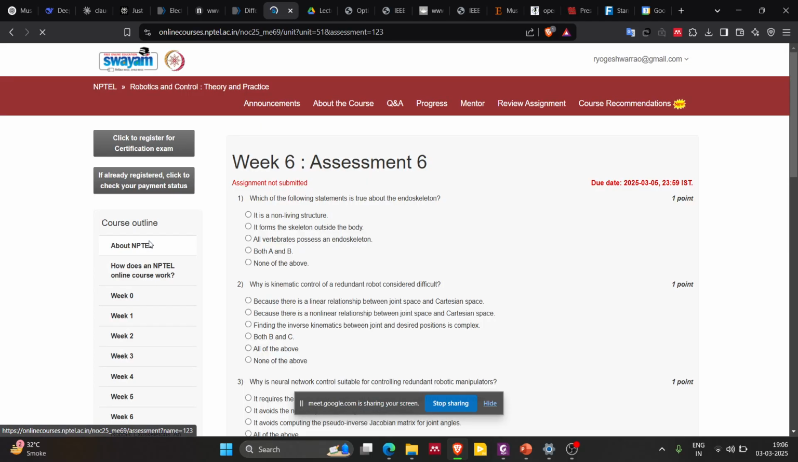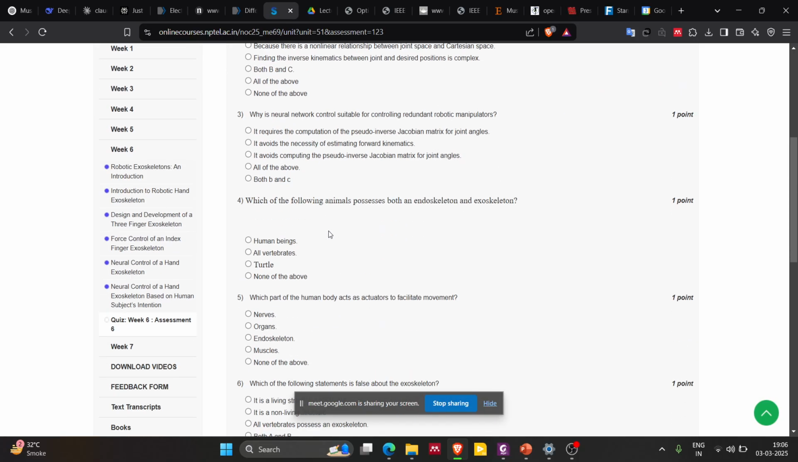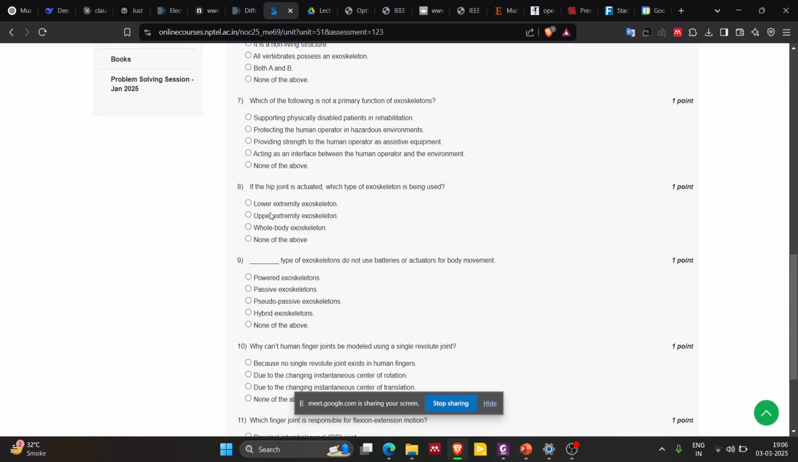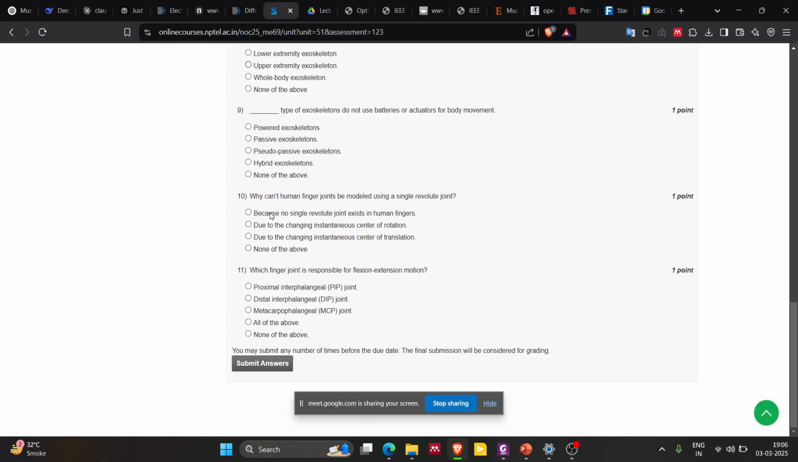So as you can see, week 6 is all about the design of exoskeletons and how different control strategies, like force control strategies and neural control strategies, have been implemented. But if you look at the assignment questions, most of them are basically the comprehensive type.